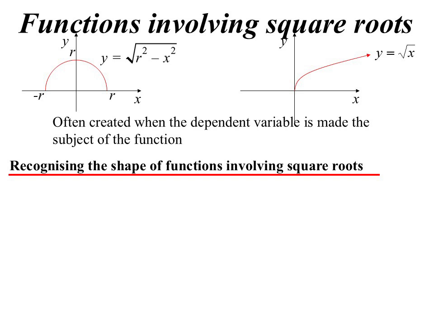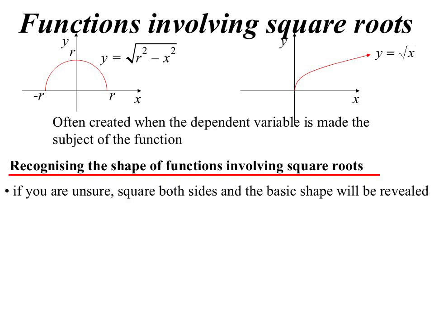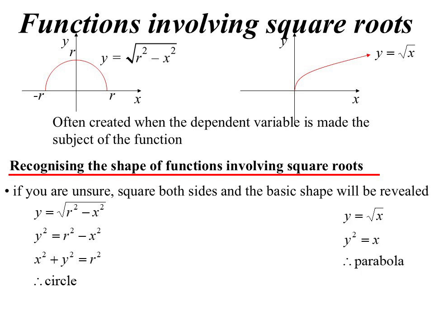How do you recognize it? Well, if you're ever unsure, square both sides. And then you're going to get the basic shape. You'll see it. So, didn't recognize this. Ooh, what is that shape? Oh, square it. Oh, look, it becomes a circle. So it must have been a semicircle I was dealing with there. Over here, y equals root x. Oh, what is it? Not sure. Let's square it. Y squared equals x. Okay, a parabola. Well, half of a parabola.